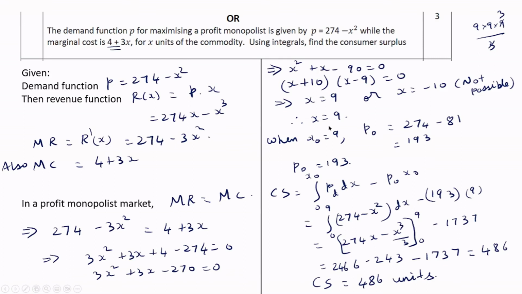Again here, writing all these steps up to finding the value of x carries 1.5 marks, and then the remaining steps and finding the consumer surplus carries 1.5 marks.